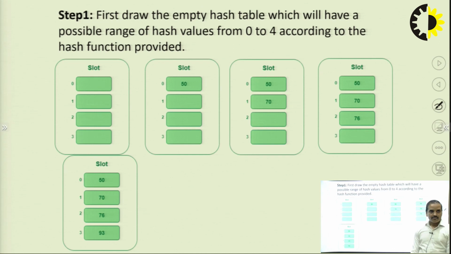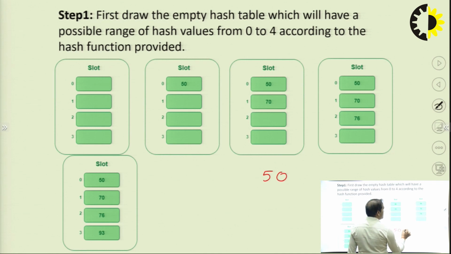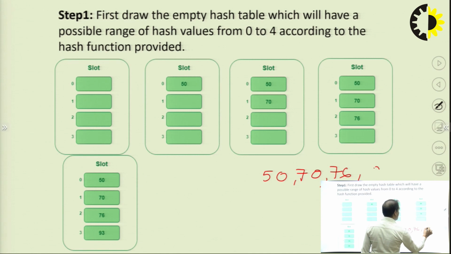Now this is the second example of hashing: how to store the given values in a table. First draw the empty hash table, which has a possible range of hash values from 0 to 4. That means we occupy places 0 to 3 according to the hash function provided. And now we want to insert the elements 50, 70, 76 and 93.